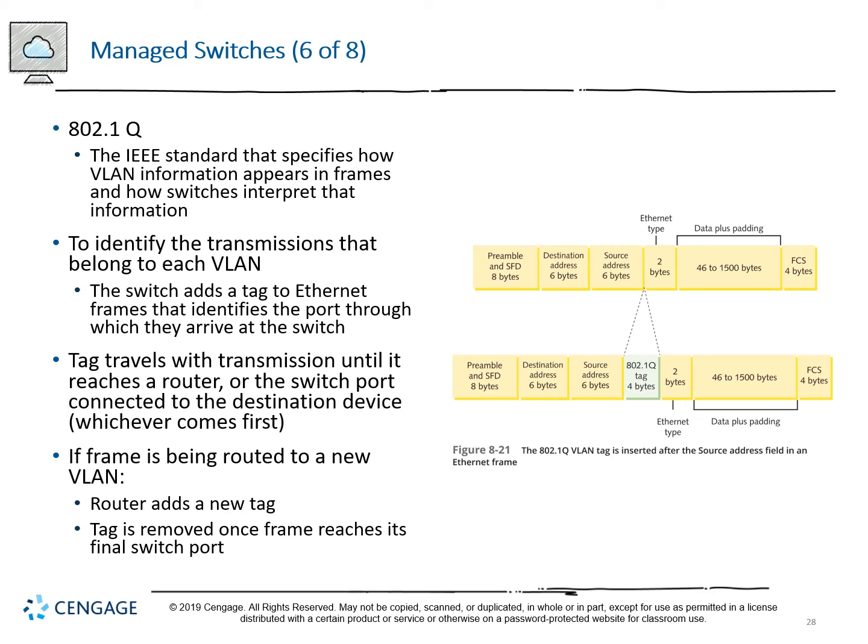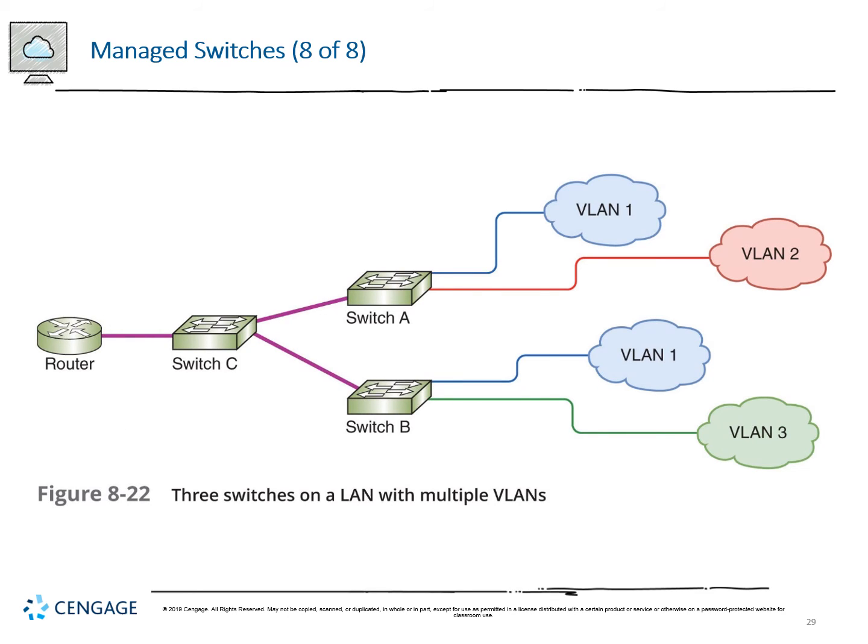If a frame is being routed to a new VLAN, it's kind of like when routing occurs with a MAC address. It gets peeled off and a new one gets added. Then once the frame reaches its final switch port, it will then be removed entirely. So here we see now 3 switches on a LAN with multiple VLANs. We have a router to a switch to a secondary switch, and they're able to funnel traffic into separate VLANs the same way.